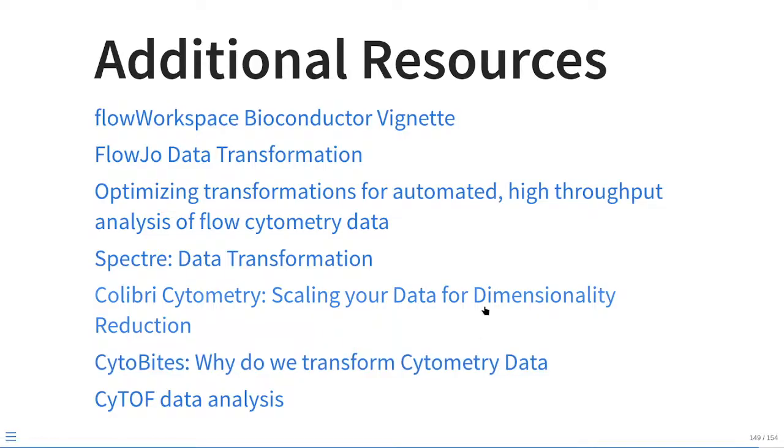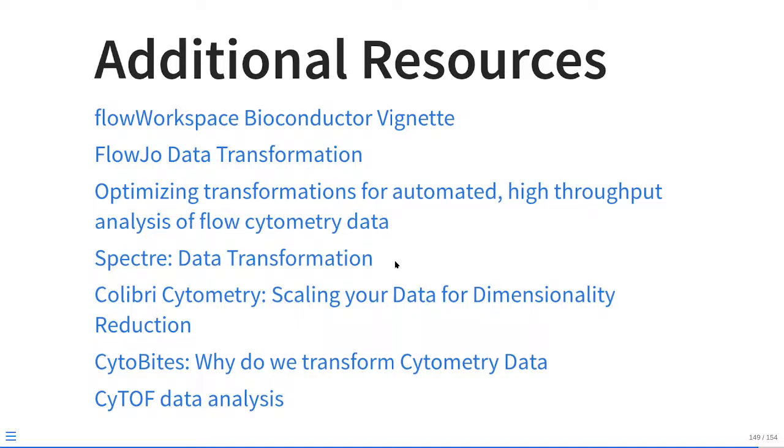Both FlowJo and FCS Express do a pretty good explanation of the particular transformations they have in their software. I've linked a couple of those. "Optimizing transformations for automated high throughput analysis of flow cytometry data" was worthwhile checking out. The Spectre R package pipeline, which is maintained by Thomas, Felix, and Givanna, has a really good vignette for the data transformation section. It has a lot of good visuals explaining, especially in the automated unsupervised analysis context, what you're trying to do. So I've linked their article there.